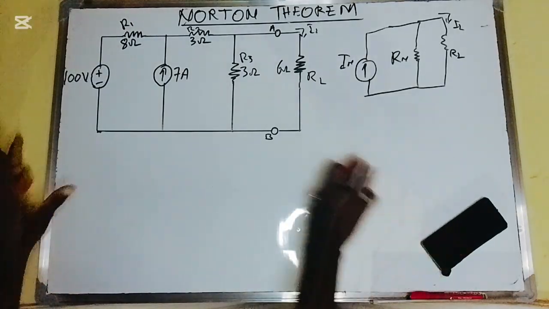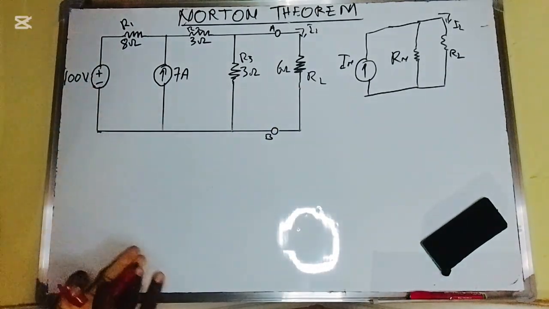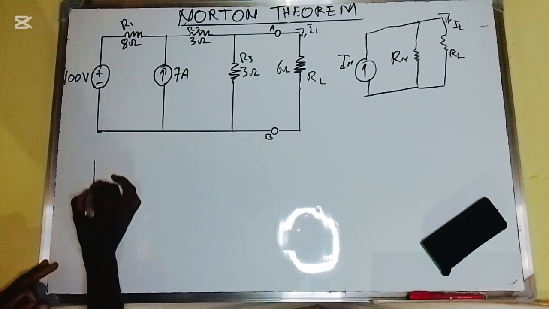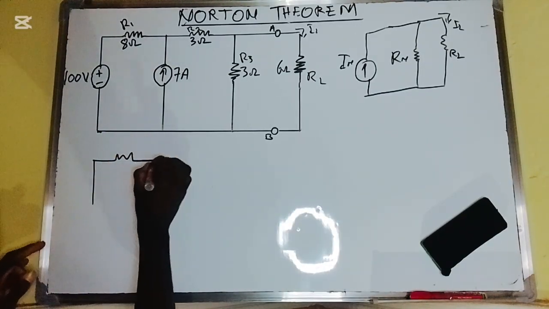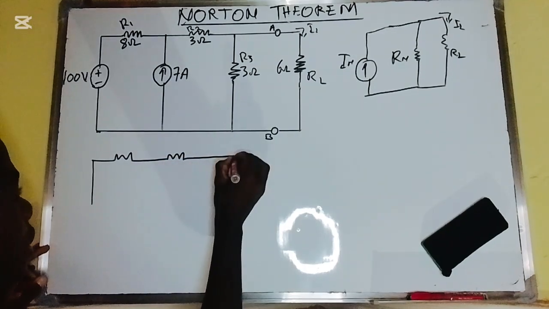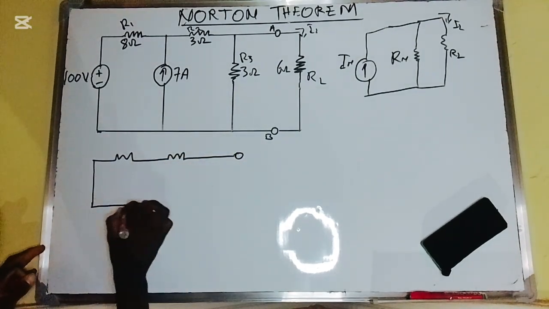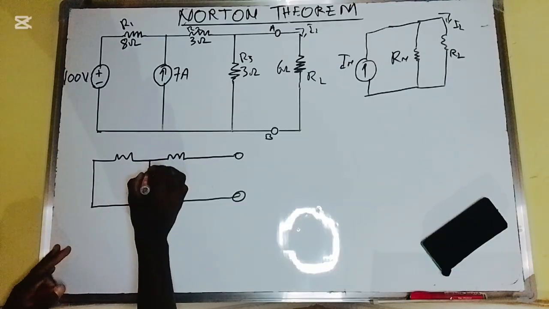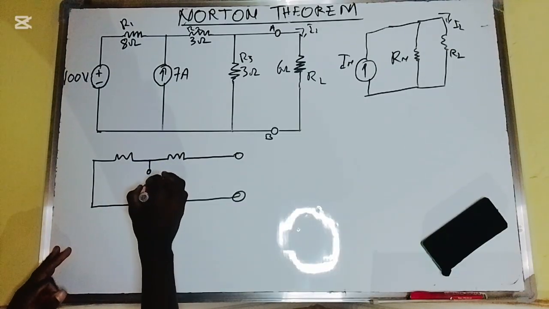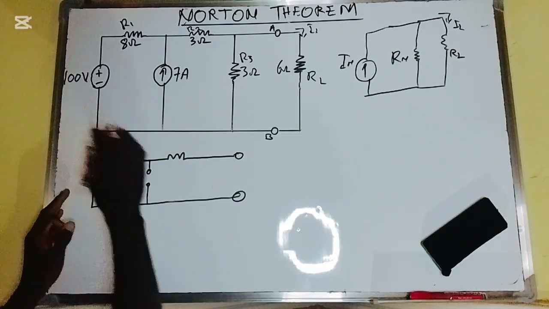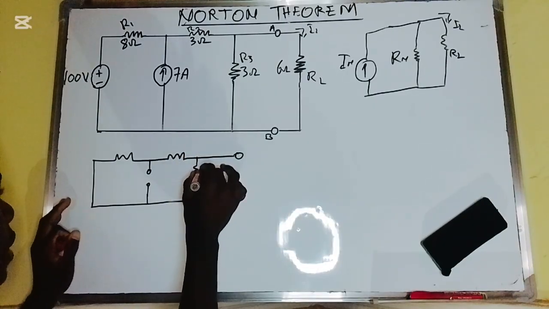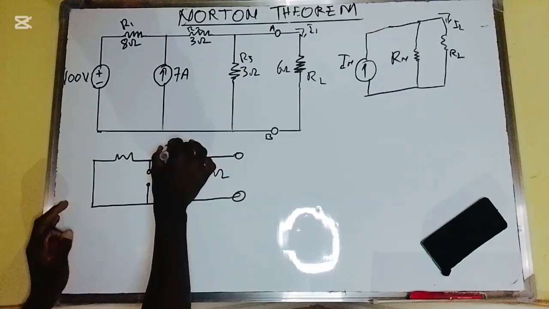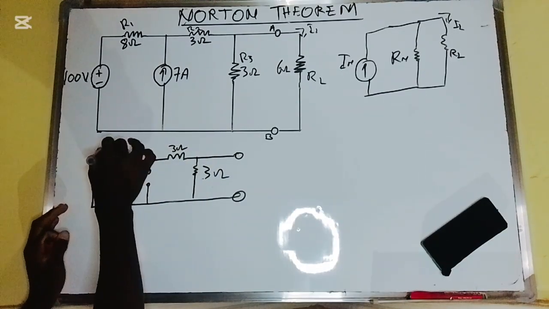So we have to find the equivalent resistance here, and we have to short circuit the voltage and open circuit the current sources. We have the resistances here, an open circuit here, and we short circuit the value of the voltage. We have 3 amps of current, another 3 amps of current, and the 8 amps of current.